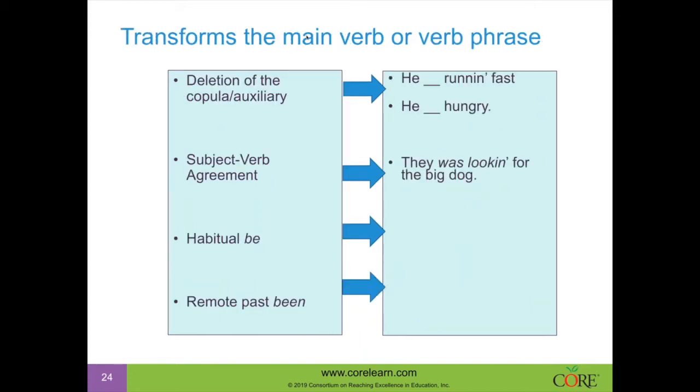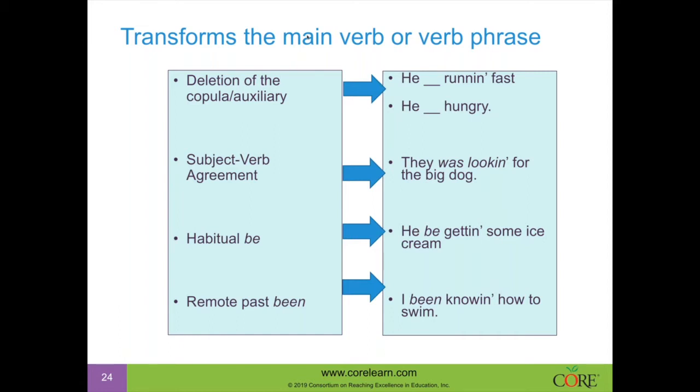It also transforms the main verb and the verb phrase. And so these top two features, deletion of copula and auxiliary, which are forms of the verb to be, and subject-verb agreement are the two most common features in African-American English. And if a child is an African-American English speaker, regardless of their socioeconomic status, they will be using these top two. He running fast, he hungry, this a red car, she going home. Those are all very common.